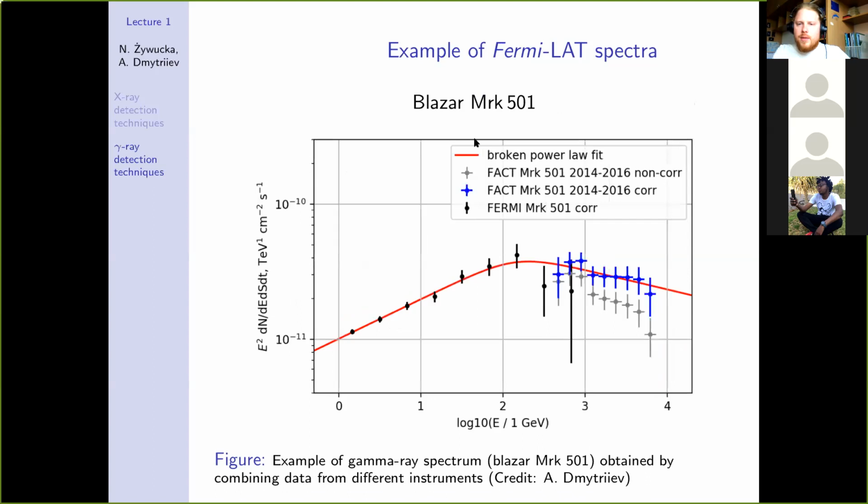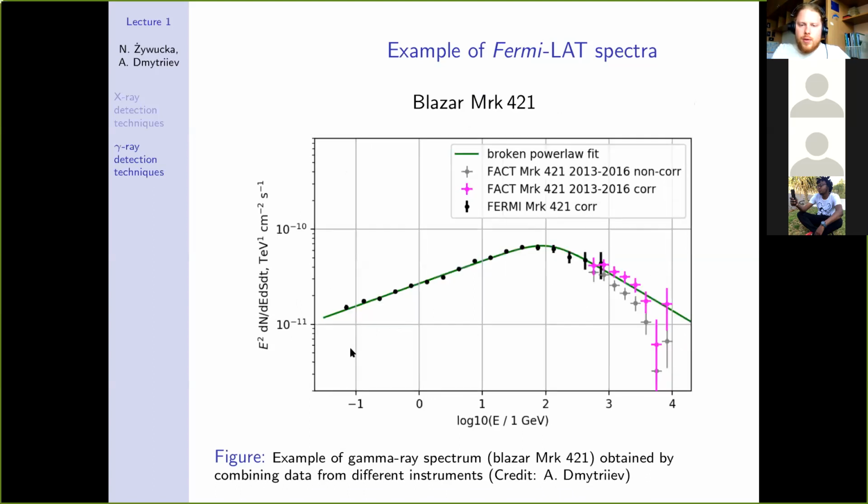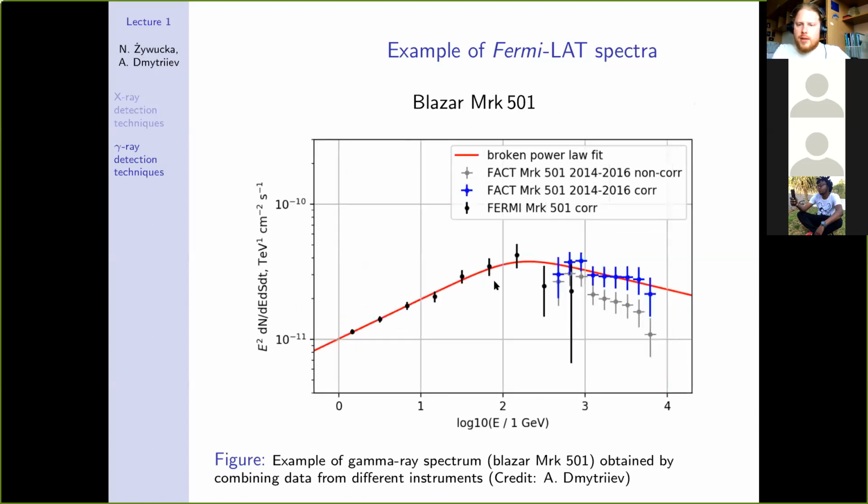The same for another Blazar, 501. So you see it has a different, harder spectrum, much harder. Harder spectrum means that you have more photons at higher energies. So at the end, again, you see that the spectra are overlapping. So it's interesting to combine data by Fermi with other instruments, because you want one single composite spectrum to say more about the source.